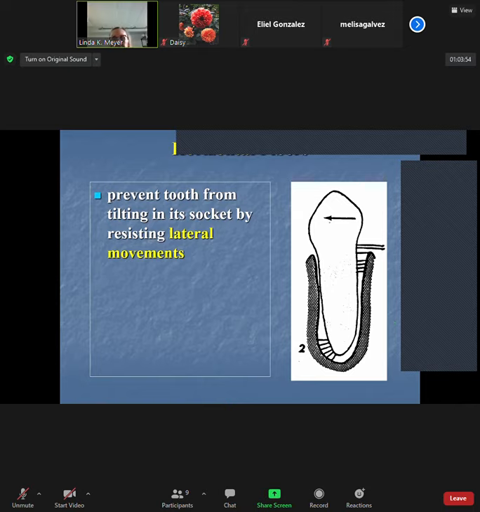Now this shows a horizontal or lateral or tilting force in one direction. If we look here, the force is going in that direction. On the side of that force, we're going to see the horizontal fibers keep the tooth from tipping. But it's also the apical fibers on the opposite side, on the side toward which the force is directed, that are going to keep the tooth from tipping or tilting.